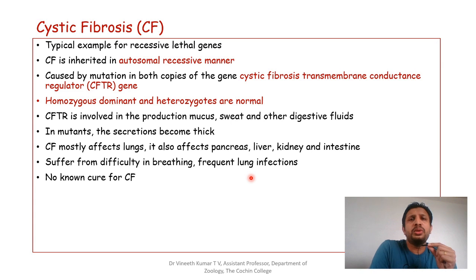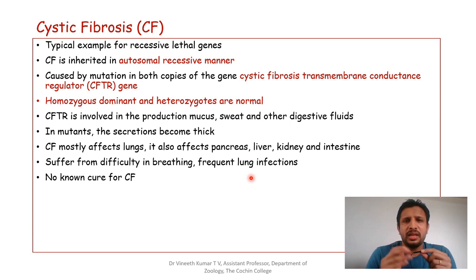So this is caused when both the copies of this particular CFTR gene, which is cystic fibrosis transmembrane conductance regulator, are defective. It is a transmembrane channel which is seen in our epidermal cells, especially those lining the mucous membrane, for example our respiratory tract, our gastrointestinal tract, our intestine, then certain glands, etc. All such mucous membrane linings will have this particular channel, and this is responsible for the production of mucus and maintaining the mucosal layer, etc. This particular channel is called the cystic fibrosis transmembrane conductance regulator.